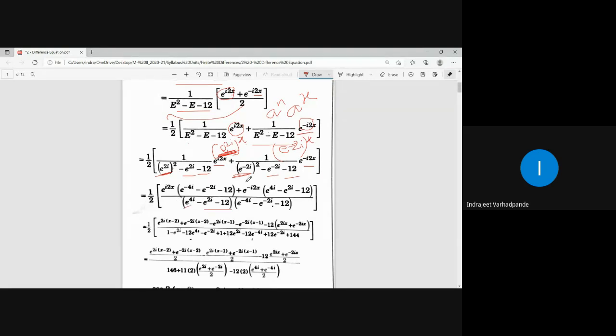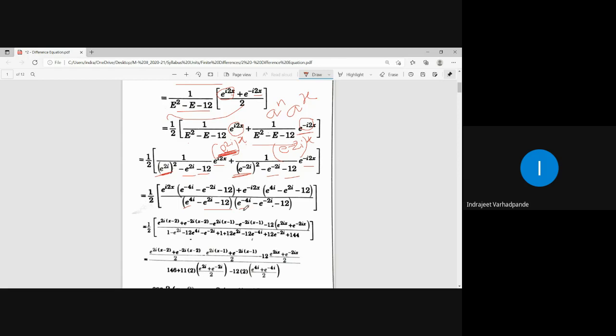This bracket as it is. Minus of a square is also plus, right? But here we do not take the square, it is the product of the terms. So e to the power minus 4i will remain. E to the power minus 2i into 2 will be minus 4i. Many a times people commit the mistake of taking the square as positive, but it is wrong.